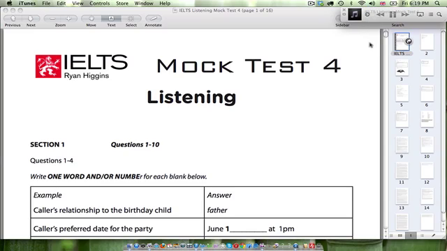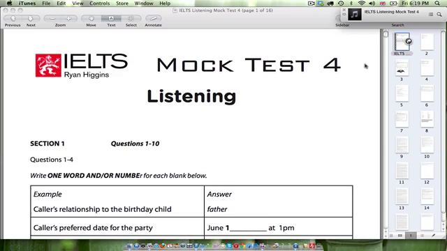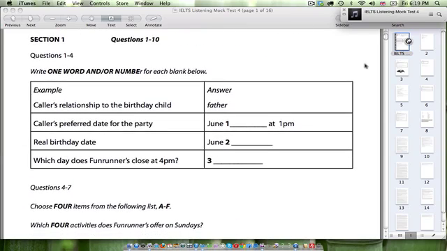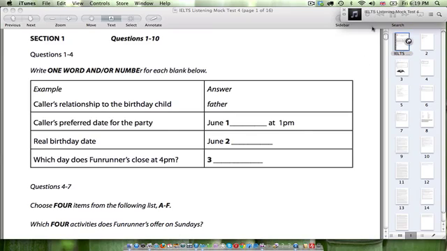10 minutes to transfer your answers to an answer sheet. Now turn to section 1. Section 1. You will hear a father book a birthday party for his son at a children's activity centre. First, you have some time to look at questions 1 to 7.